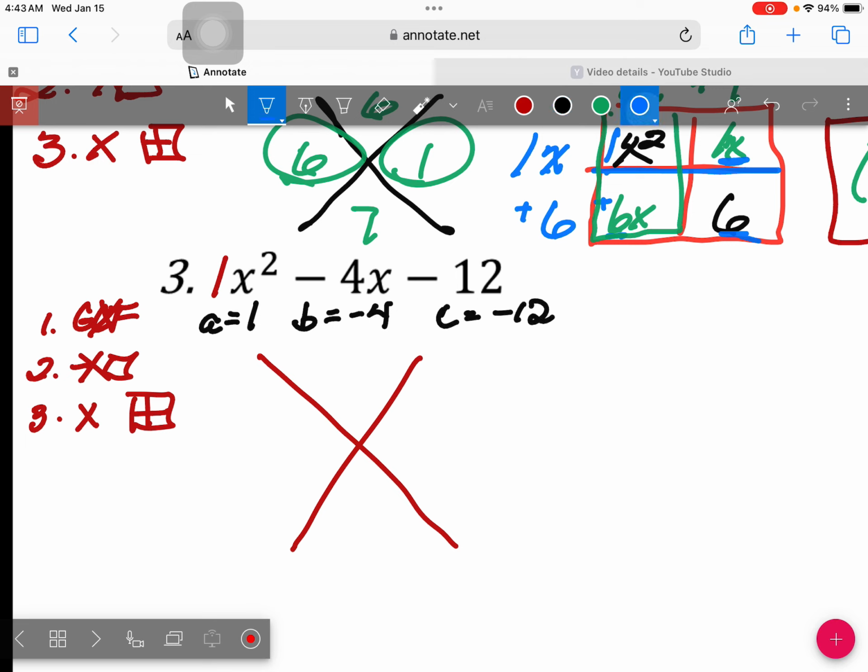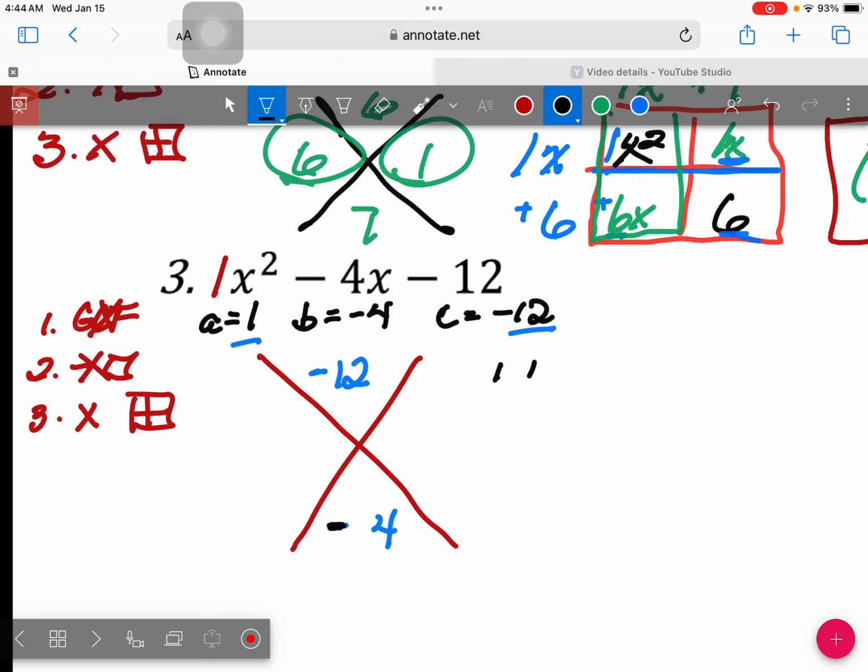The top part of the X is A times C, which is 1 times -12. So that is -12. B for the bottom is -4. So I'm looking for two factors which multiply to give you -12 and add to give you -4. Because that is a negative, we know one of the factors is going to be negative. And because this is a negative, that means my larger digit is also going to be negative.